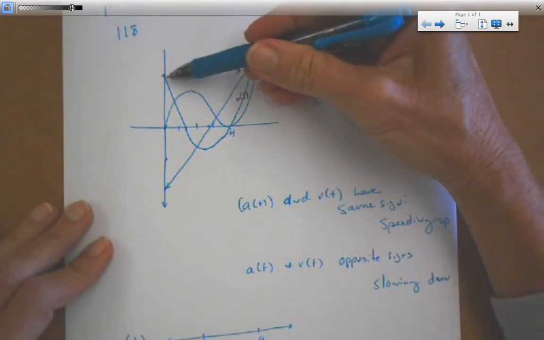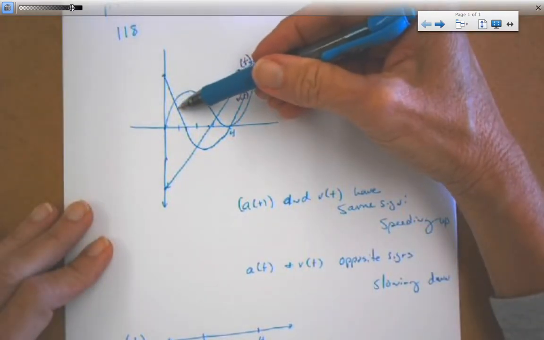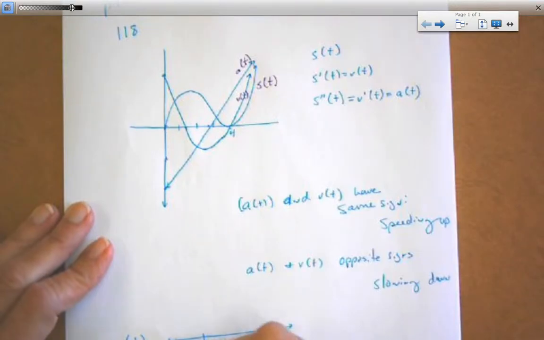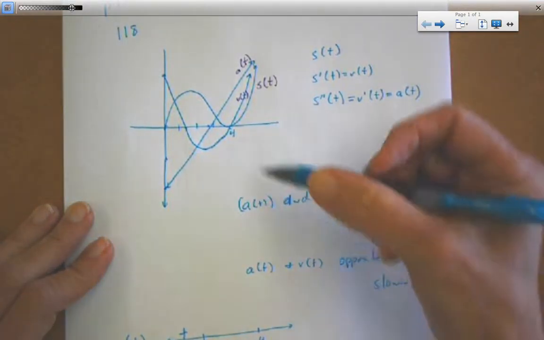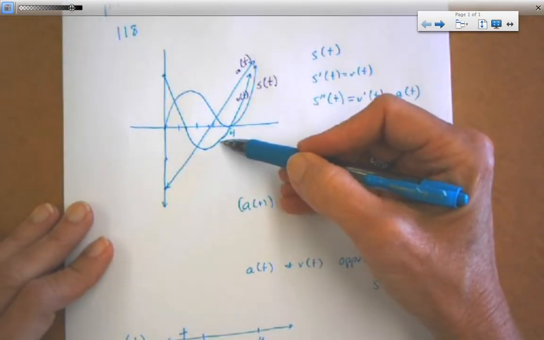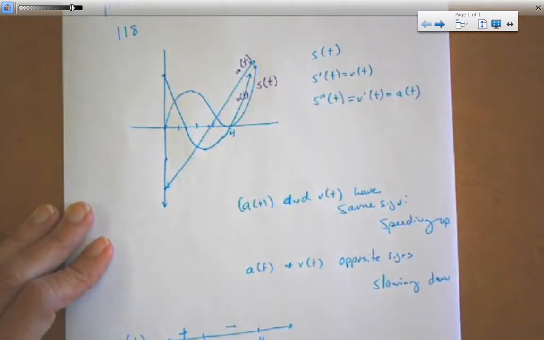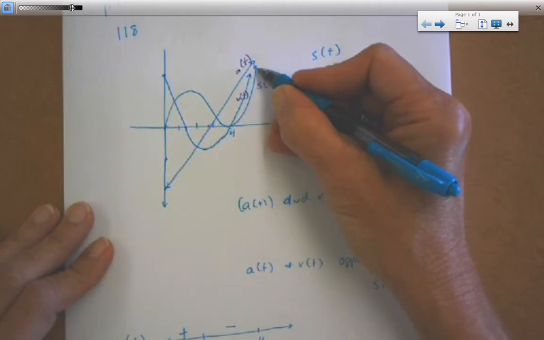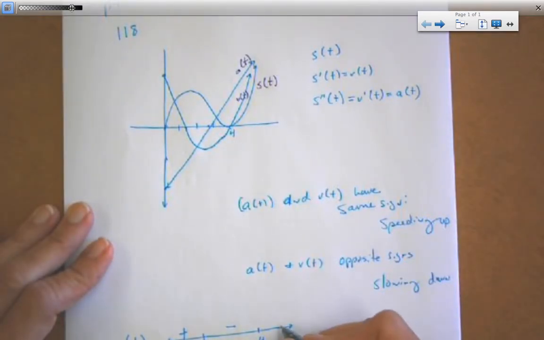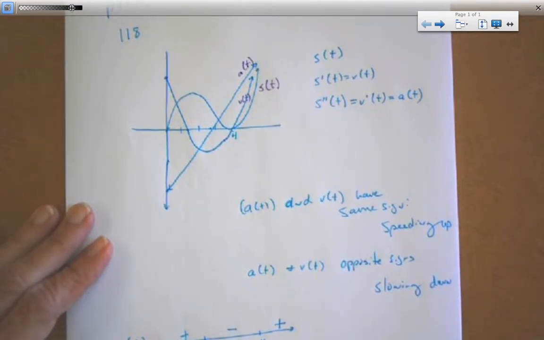And velocity is going to be a positive value all the way up to 1.1, so that's a positive value. From 1.1 to 4 is below the axis, so that's a negative value. From 4 till it continues is above the axis, so that's a positive value. Now let's look at the sign of acceleration.